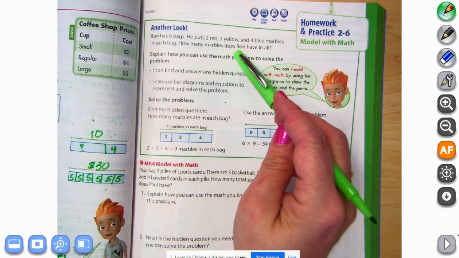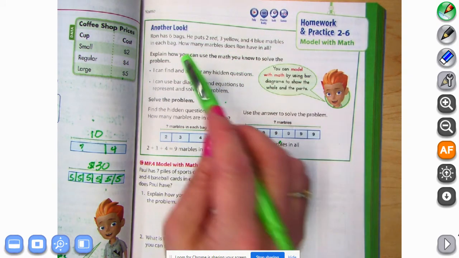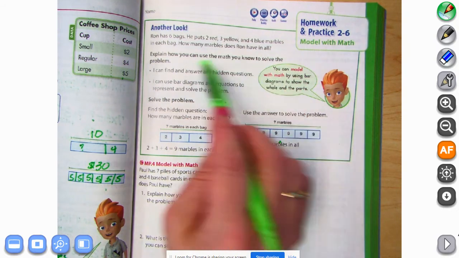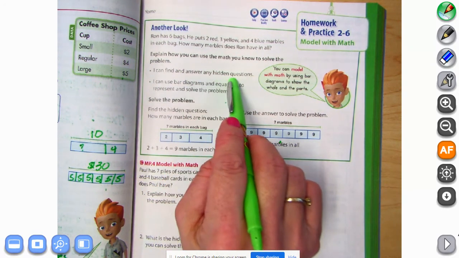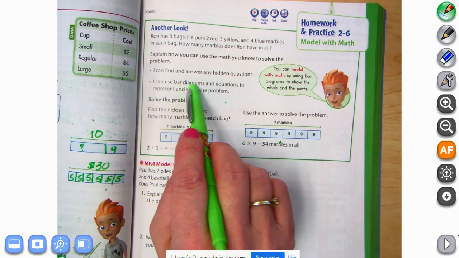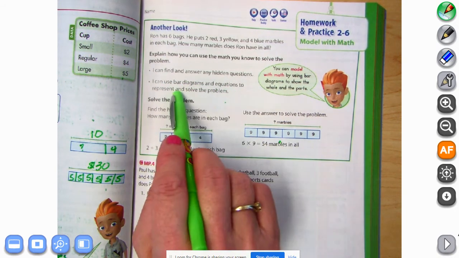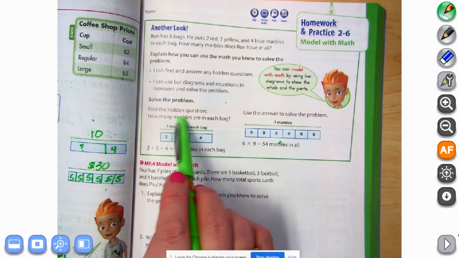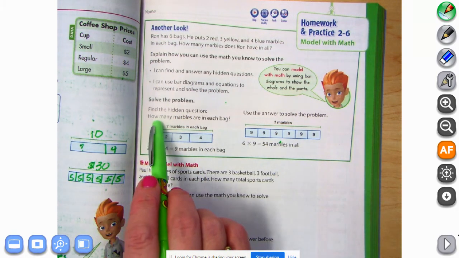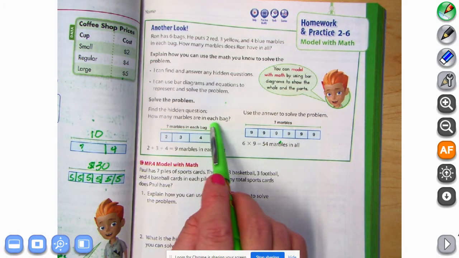How many marbles does Ron have in all? Explain how you can use the math you know to solve the problem. I can find and answer any hidden questions. I can use bar diagrams and equations to represent and solve the problems. So find the hidden question. The hidden question is, how many marbles are in each bag?